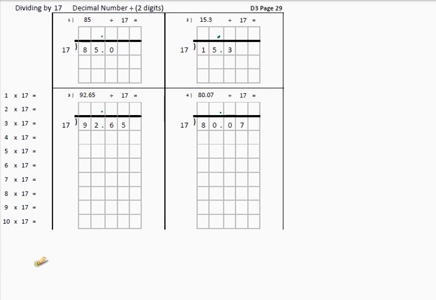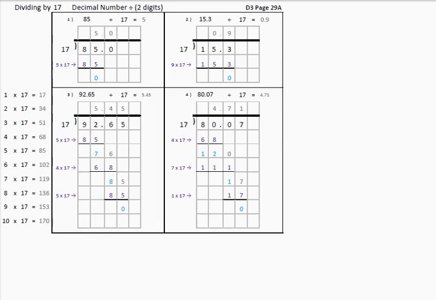Okay, you write down your 17 times table by adding 17 every time. See how many you need to do this, and then try to do these ones on your own. You know how to do it by now. Pause the video to do that. There's your answers. Please check them. Pause the video to check them.